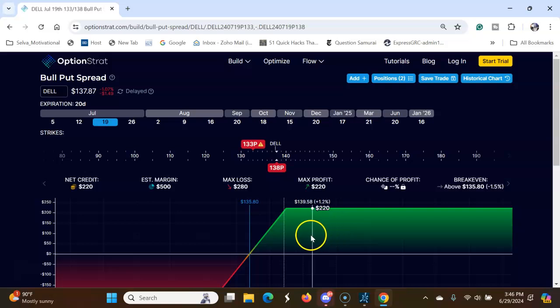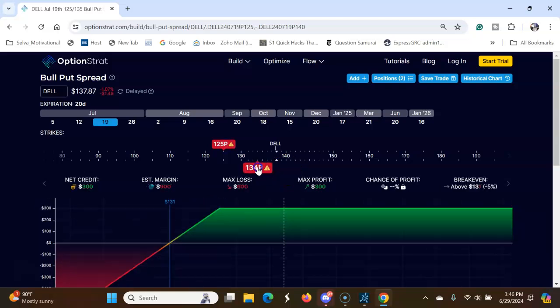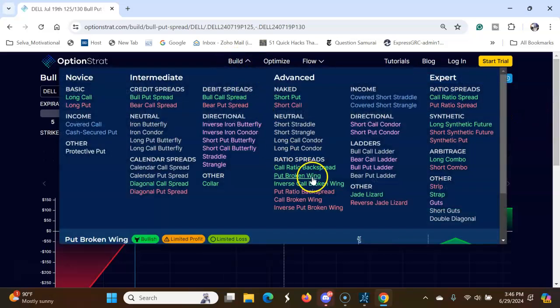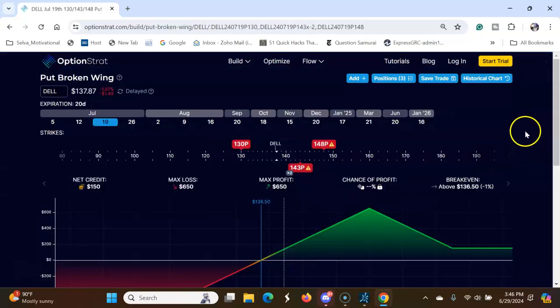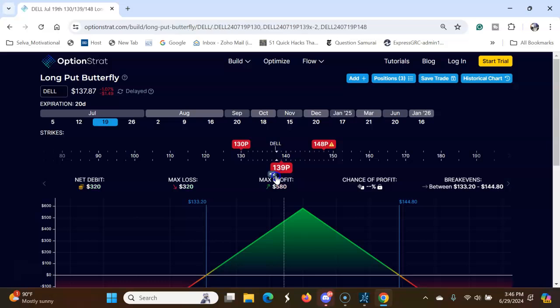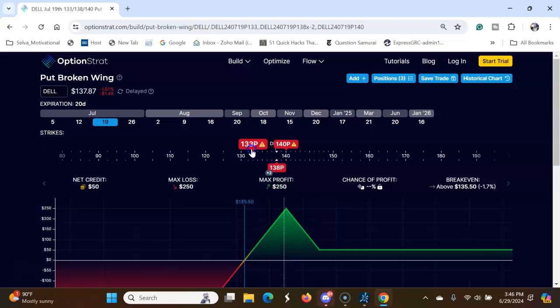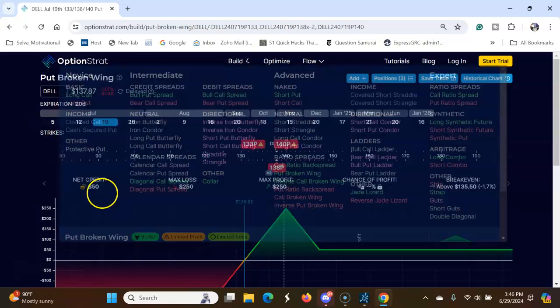But you want to be below the stock price. Okay, it's a good one. So it's a bull put spread, right? The other option is you want to do a put broken wing butterfly. Okay, you want to go here. It's a good option to do.